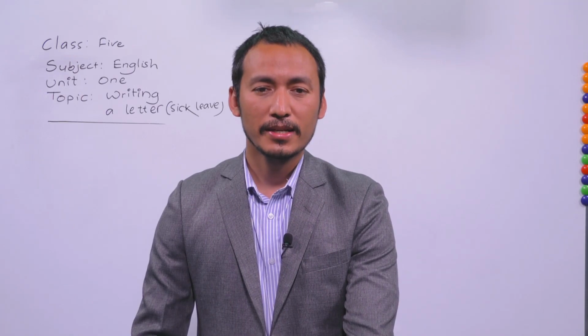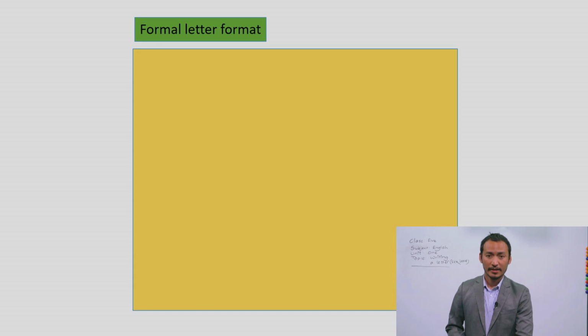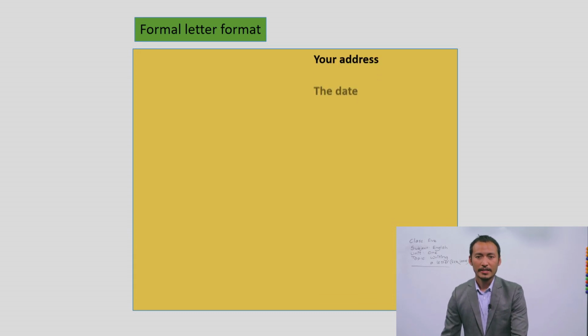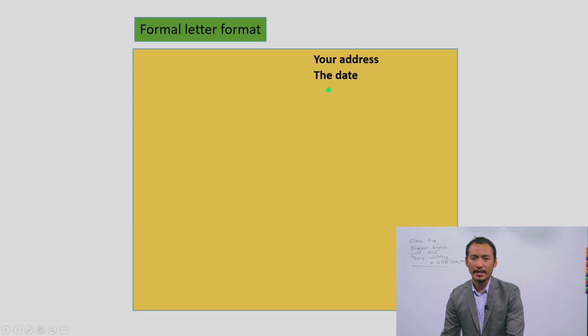Then what is the next? Let's see the letter format of a formal letter. Okay, this is the format. When you write a sick leave application, that is also a kind of formal letter, so you can apply this format in your sick leave. All right, students. First, as we said, you write the address at the top corner, on the right, and then comes the date just below it, not on the same line. Are you clear? Okay, then what is the next?